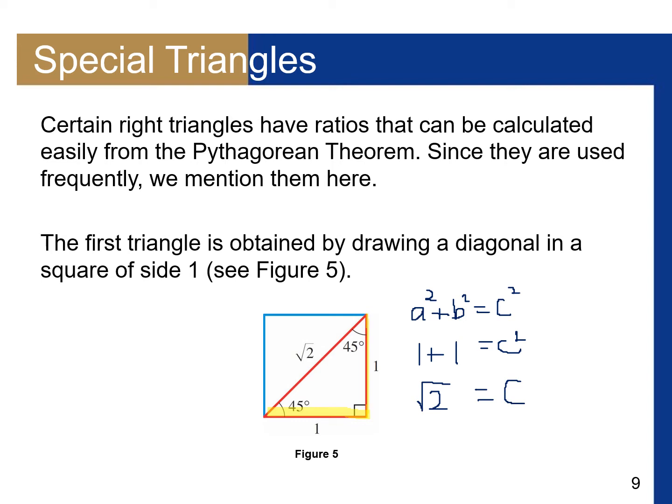Now how do I know it's positive? Because I'm looking at distance, so I'm going to use the positive. In this case, we might use a directional negative for something else, but when we're talking about just the distance of the side, we will use the positive.